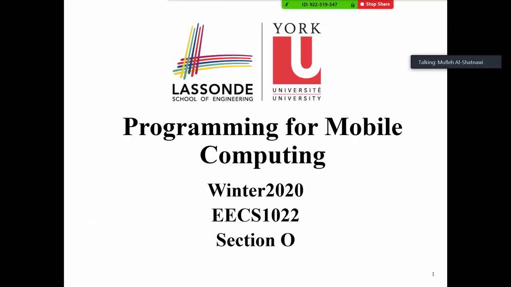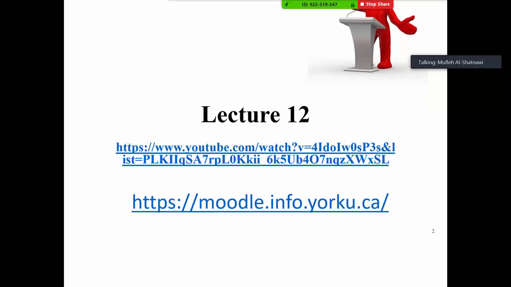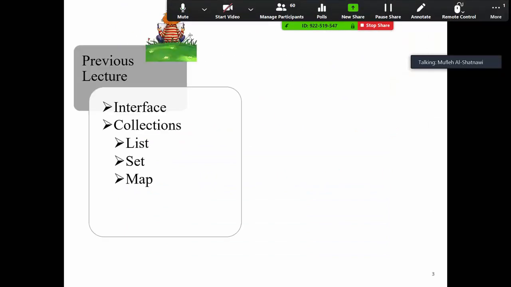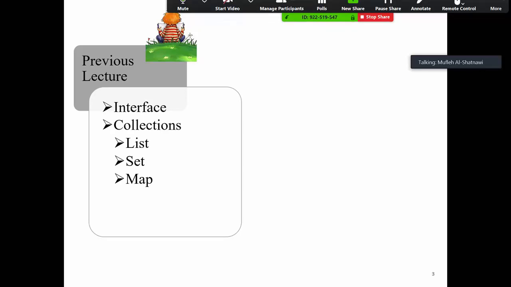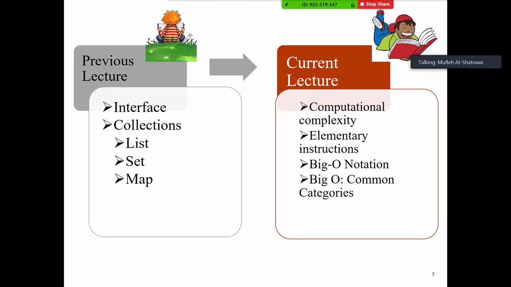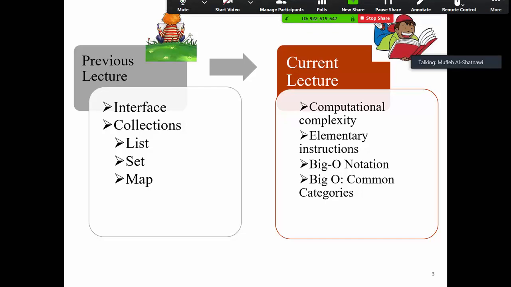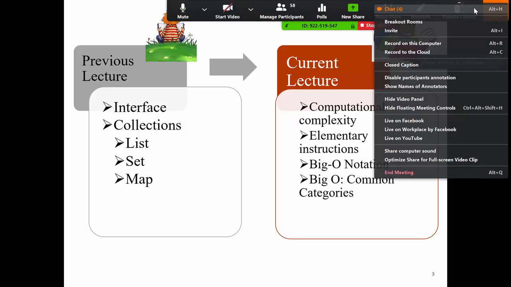This lecture is about time complexity, our lecture 12, and last time we discussed the information about collections, lists, sets, and maps. Today we will start discussing the computational complexity, elementary instructions, and also big O notations and common O categories.